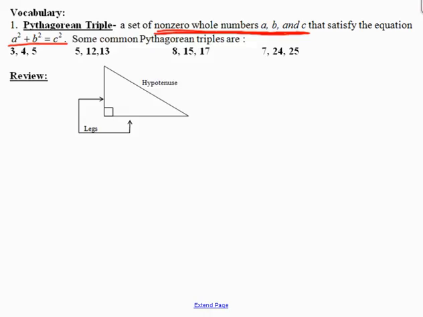By the end of this class, you'll probably have some of these memorized. These are common ones. The 3, 4, 5 is very popular. 5, 12, 13, 8, 15, 17, 7, 24, 25 are a few. So if you were to take these numbers, plug them into the Pythagorean theorem, they would work. That's making a Pythagorean triple.